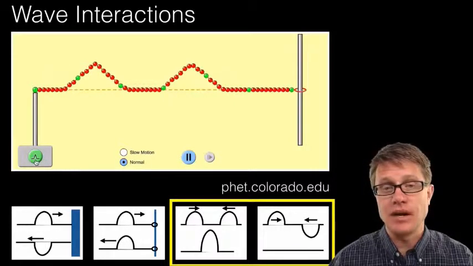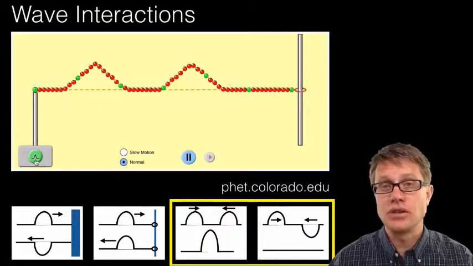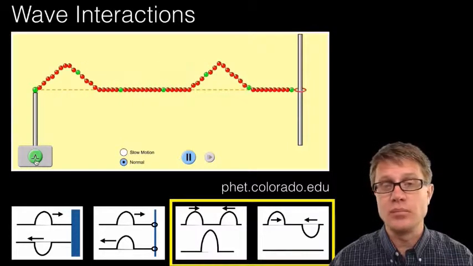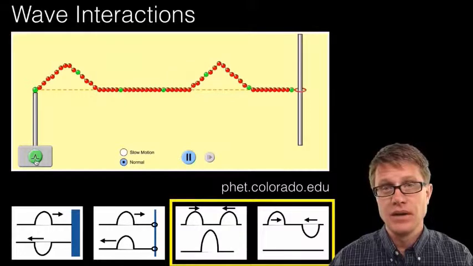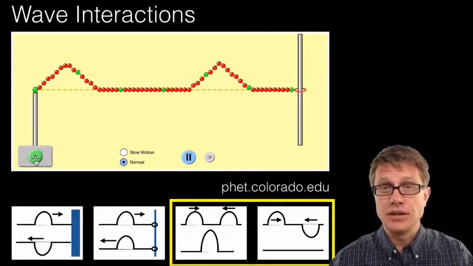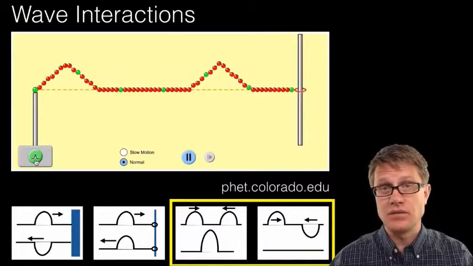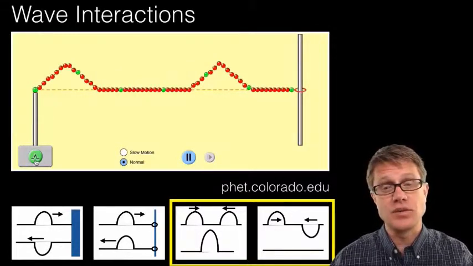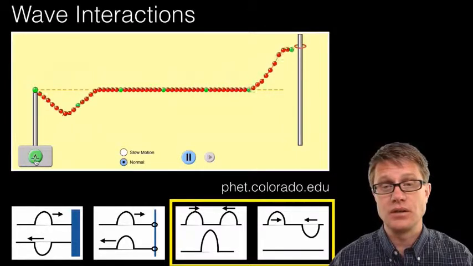And so what's going to happen as they interact? Well, we should see constructive interference. And let's watch what happens. So we get one big wave right when they come together. Now what's going to happen to the wave on the left? Well, it's hitting a fixed object, so it should be inverted, and the one on the right should hit an object that's free, and so it shouldn't be inverted.